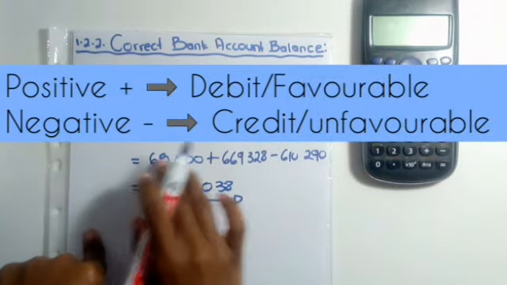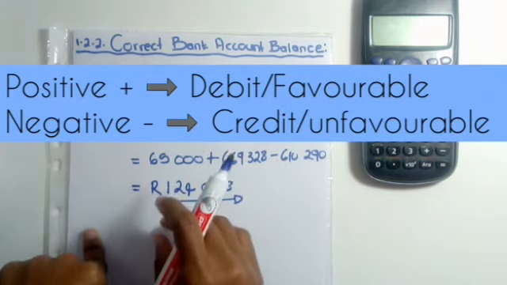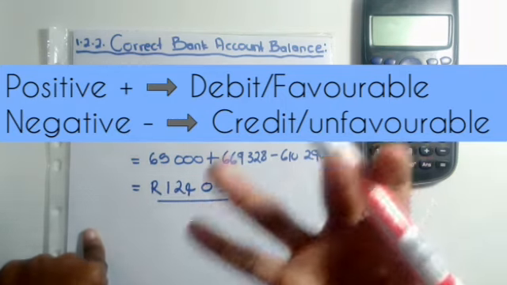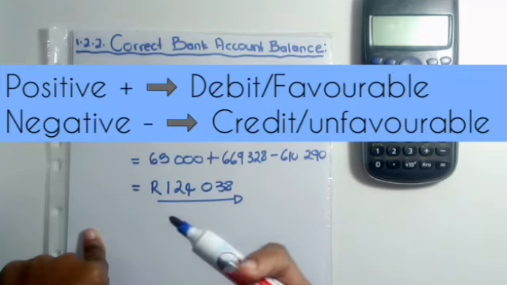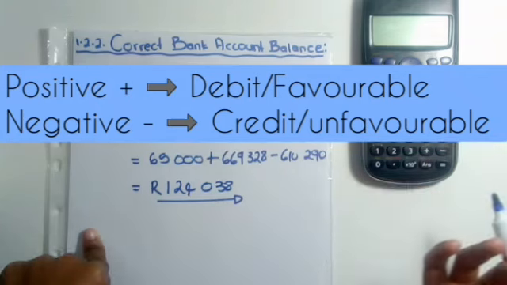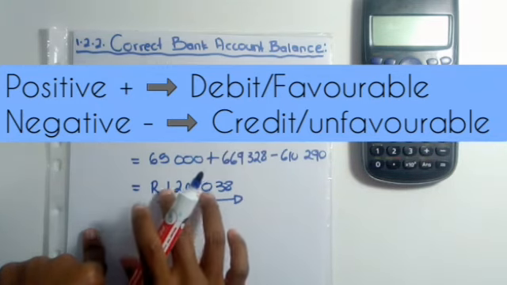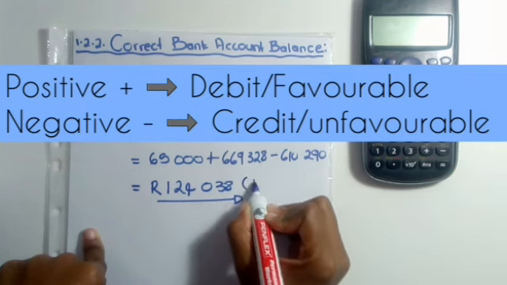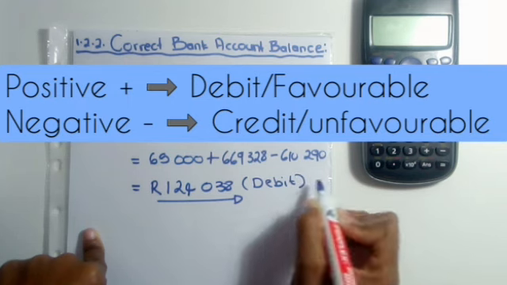Whenever you punch this amount in your calculator and you get a negative, that means the amount would be on the credit, because in our bank account, anything that is not ours goes on the credit and anything that is ours goes on the debit. So when it's positive like this, we are going to say it's a debit balance. So put it next to it there.